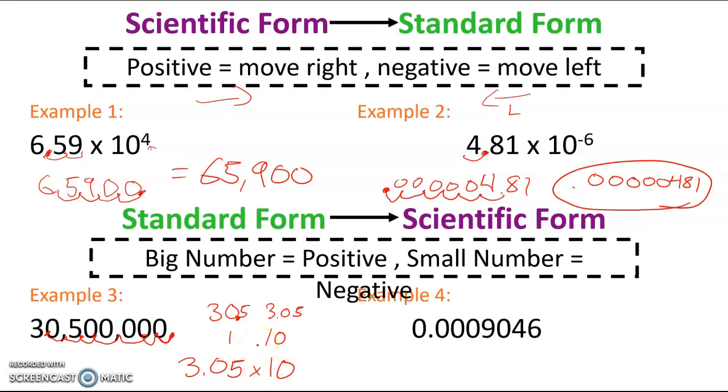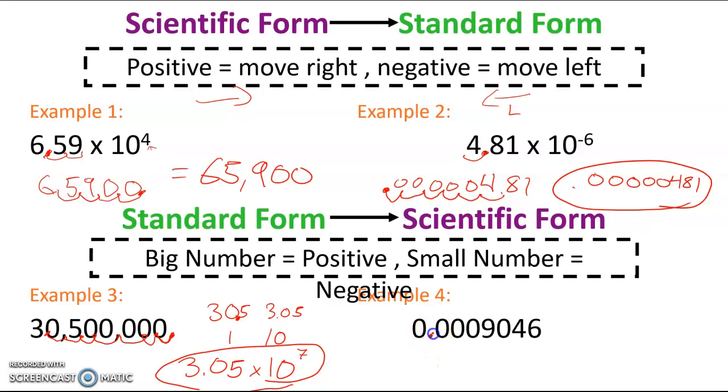Again, all of our scientific notation is going to look like this: some number, 3.05, times 10. And then however many spaces I counted, 1, 2, 3, 4, 5, 6, 7, that's going to go up here. That's my exponent there. All right? So that's my scientific notation form right there.